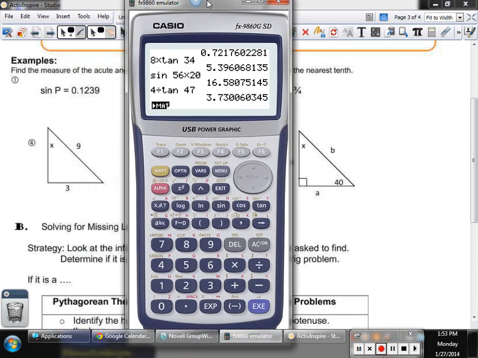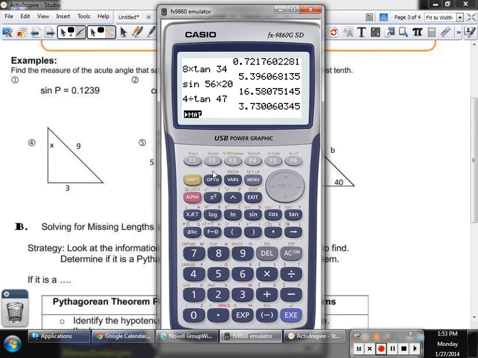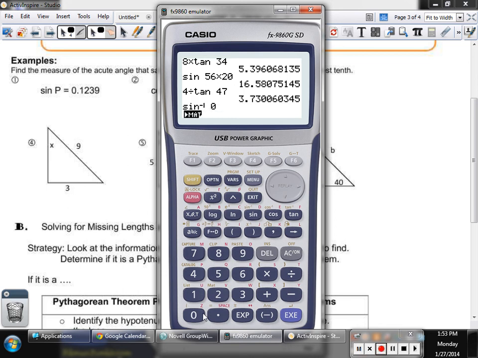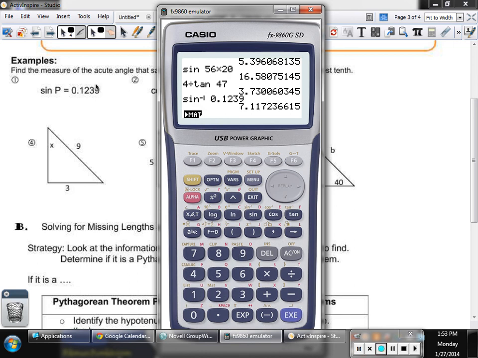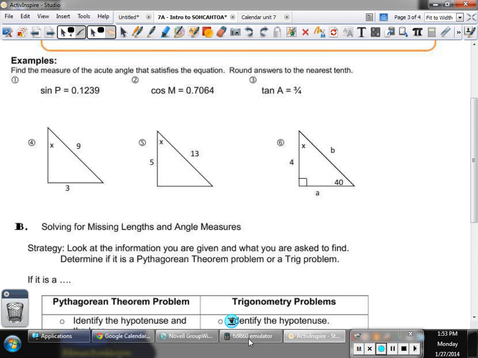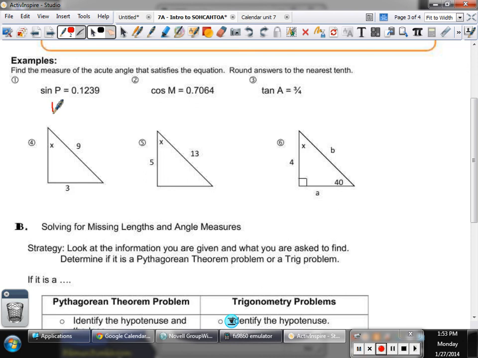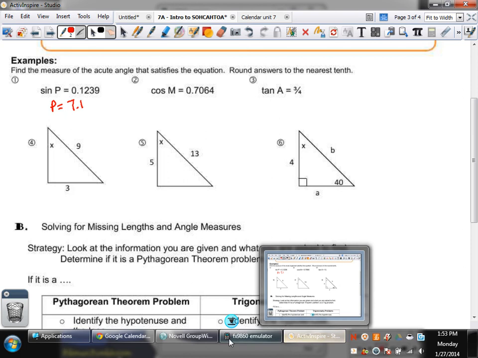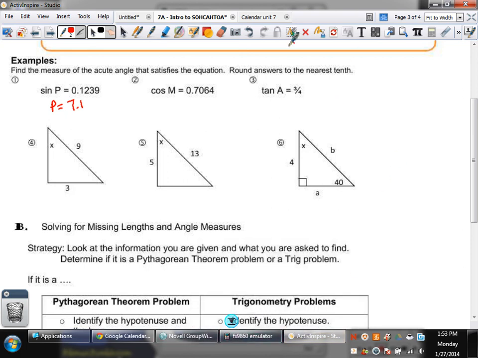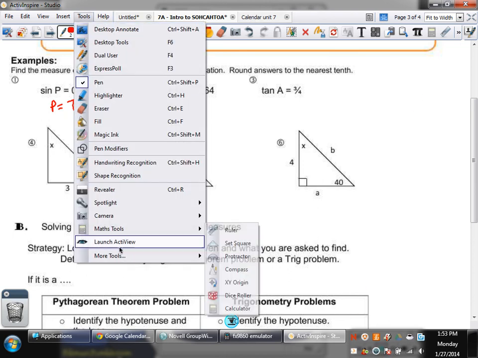Here, instead of giving us a ratio, they're actually giving us the decimal. So all I have to do is take the inverse of each side. So I'm going to take shift sine, and then I put in the number exactly, 0.1239. I hit enter, and it says round it to the nearest tenth. So that is 7.1, and that's it. Okay, P, the angle. Here we're finding the angle. So P equals 7.1. Go ahead and pause the video right here and try to do a couple more on your own. See if you can figure out what these angles are.